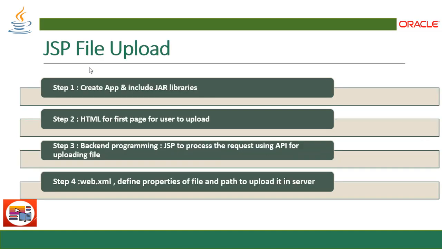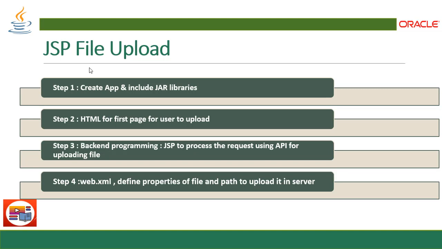Now let's take a look at how we can upload a file in JSP. Let's see how we implement the file upload in JSP. For file upload in JSP, the first step is you have to create an app and include the required latest jar library, that is commons-io. We'll show you in the demonstration. Step 2, make an HTML or JSP page for the user to upload the file. So we need to get the input from the user, a file, to upload it. So we need to make a form. Here you are going to use the form tag in your HTML, or you can have it in your JSP.